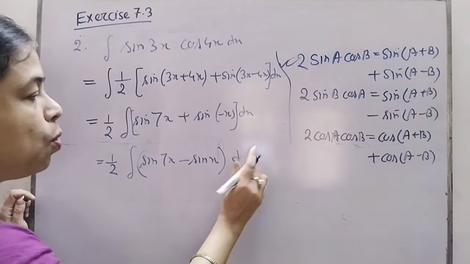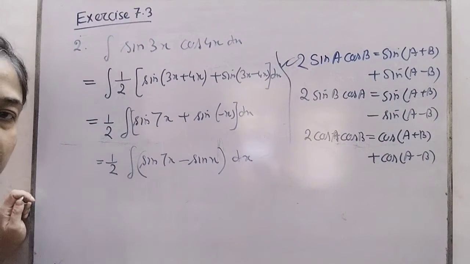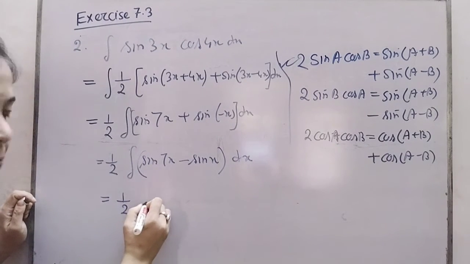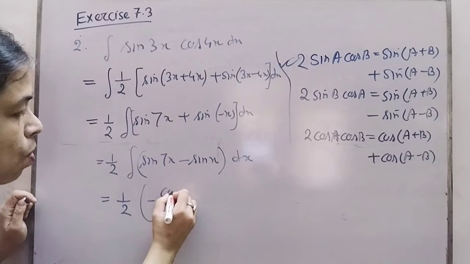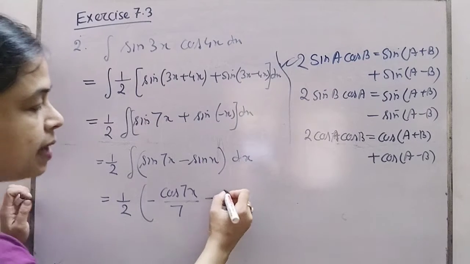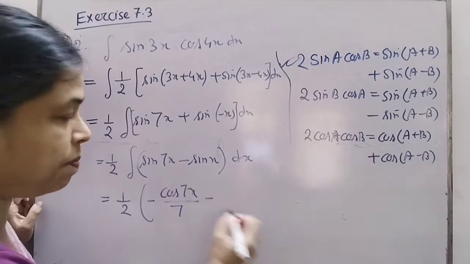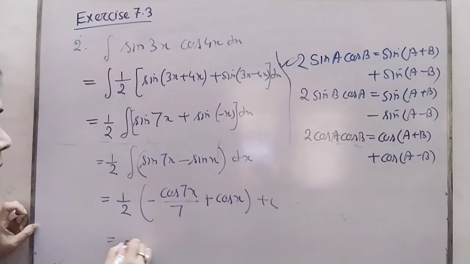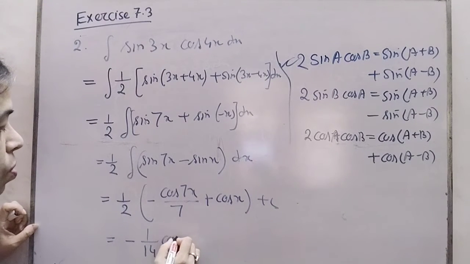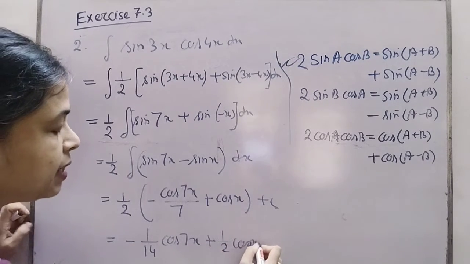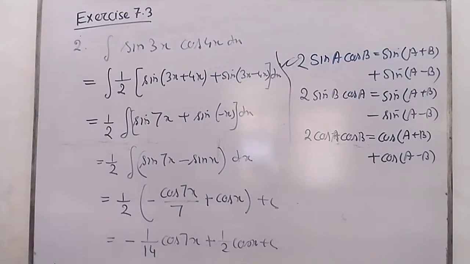Now you see both of them are converted to integrable functions without doing any substitution. What is the integration of sine 7x? It is minus cos 7x by 7. This again minus is there. Minus of minus, plus will be there. Plus cos x by 1, don't have to write, plus c. Doing one more step, minus 1 by 14 cos of 7x plus cos of x plus c. So here this second solution is completed. Hope you understand the method.